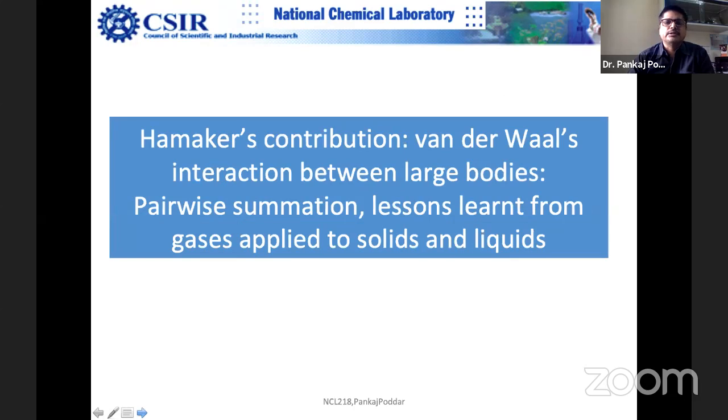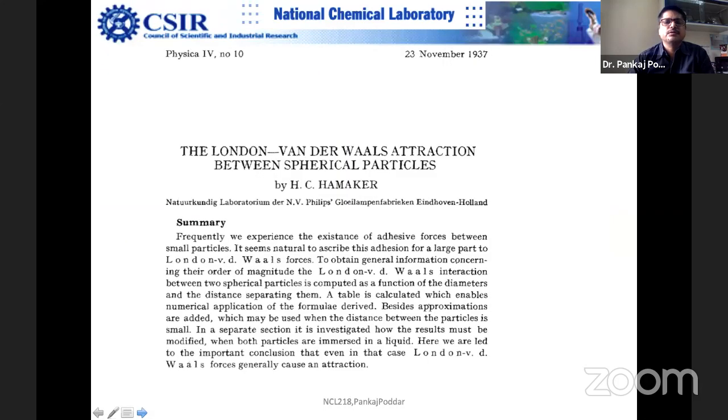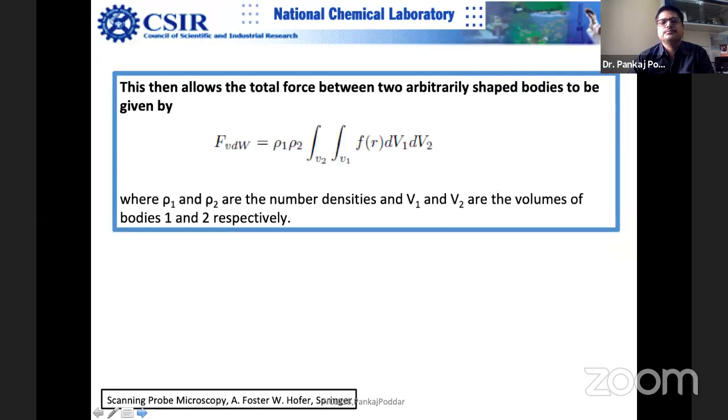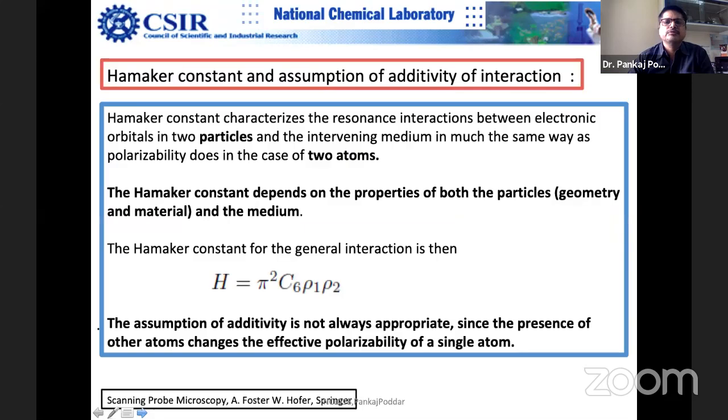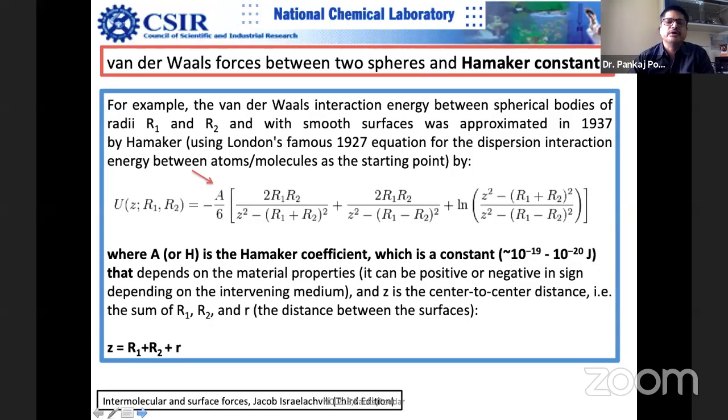As I mentioned, he used pairwise summation and made some approximations, and this is his paper where he calculated the London dispersion formula, and then he did a volume integral, which was valid only for surfaces with no porosity, with continuity in the medium. But whatever he did, we have a workable equation.